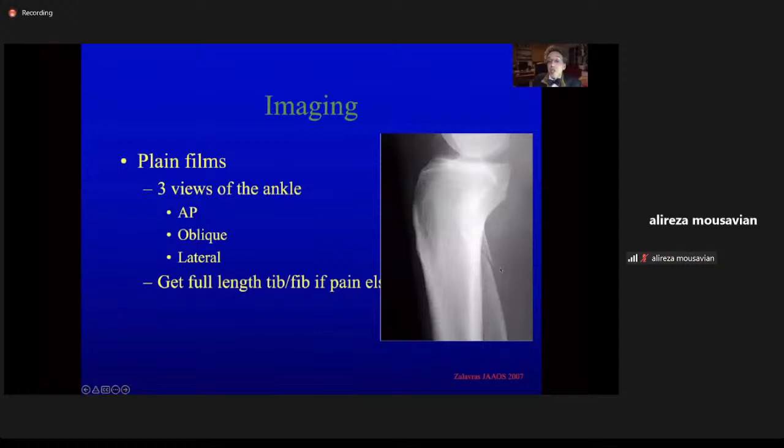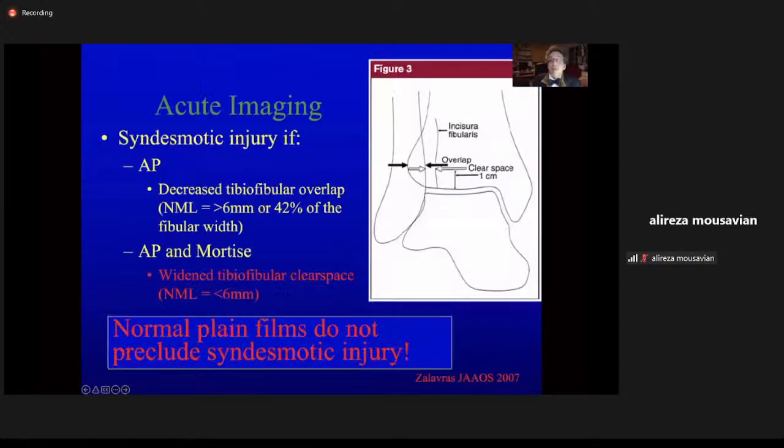Of course, many of you know that we look at the x-rays, we look at the overlap between the tibia and fibula, and on the AP, we look for a decreased tibiofibular overlap, and if it is less than 6 mm or 42% of the fibular width, then we consider that that overlap is not good. There should be more overlap, but if it's less overlap, then we know there's syndesmotic instability.